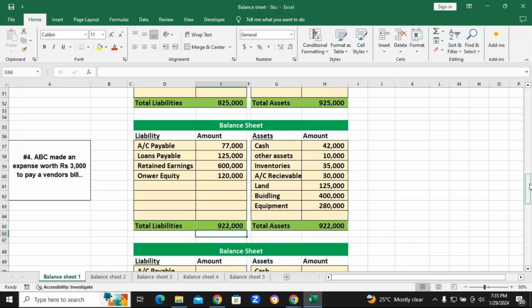I hope you must have understood by now. So whatever the things they have given in order to implement, you just need to implement the same thing in the balance sheet and make the necessary changes in order to get the values.